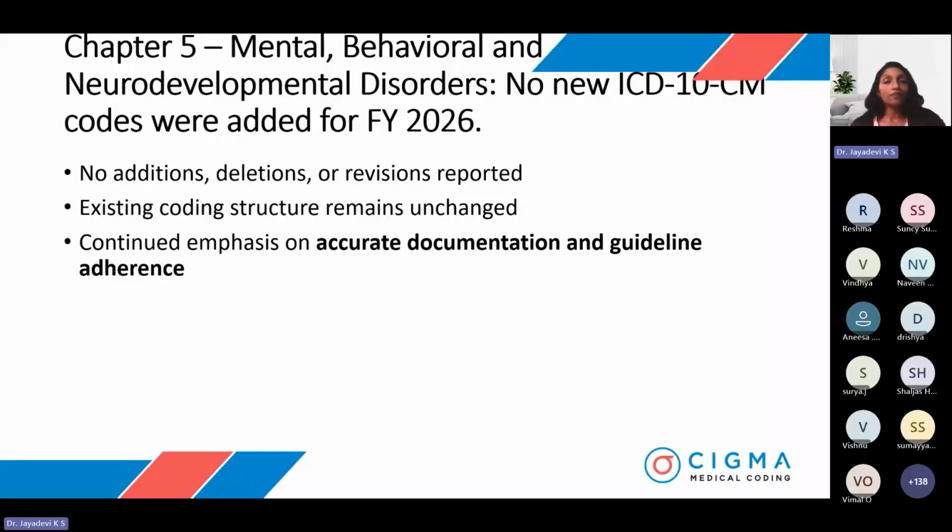Now, Chapter 5, mental, behavioral, and neurodevelopmental disorders. No new ICD-10-CM codes were added for this fiscal year 2026. No additions, no deletions. The structure has remained unchanged, and adherence to accurate documentation guidelines is there. There's no change here.